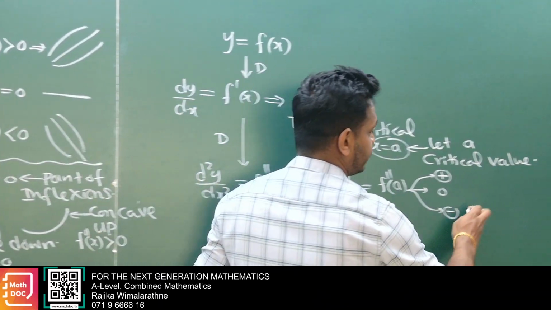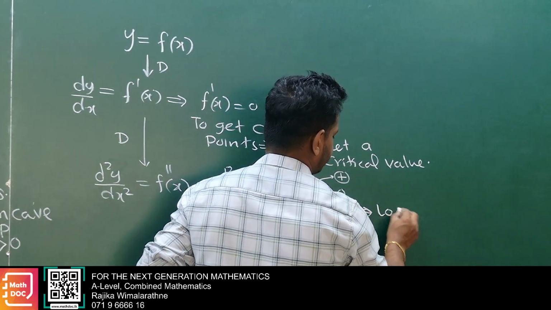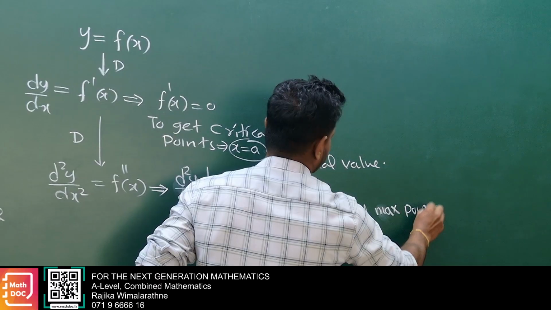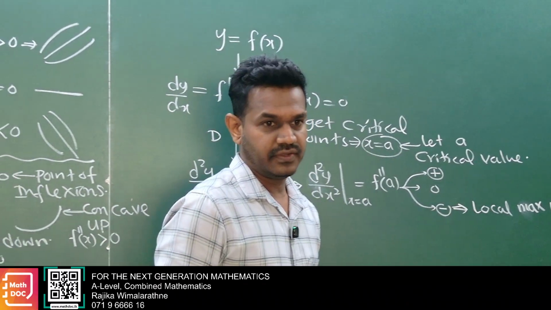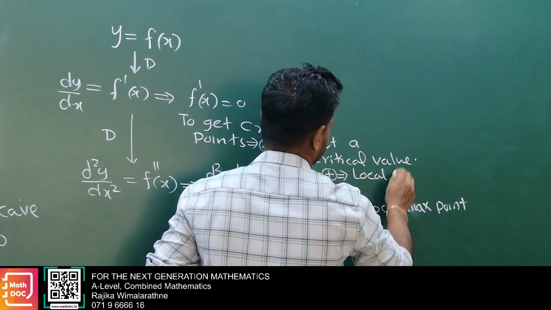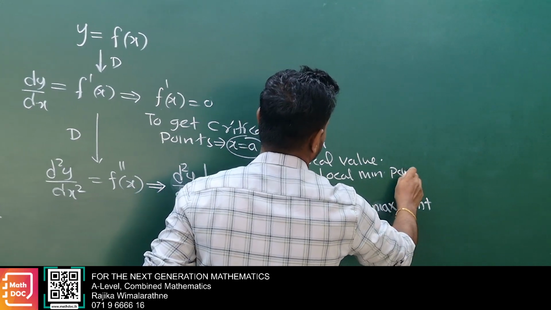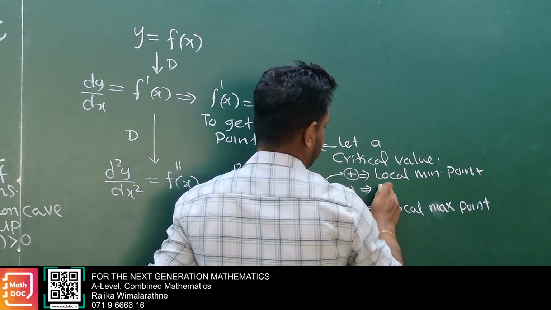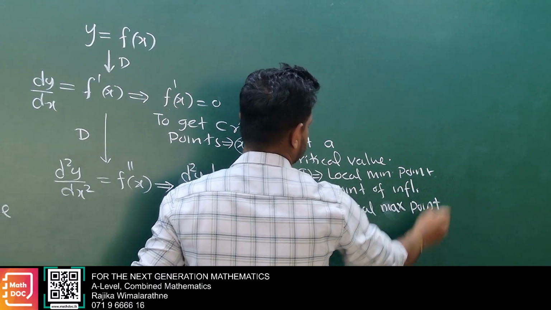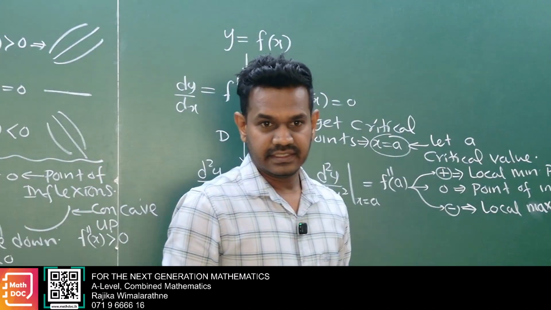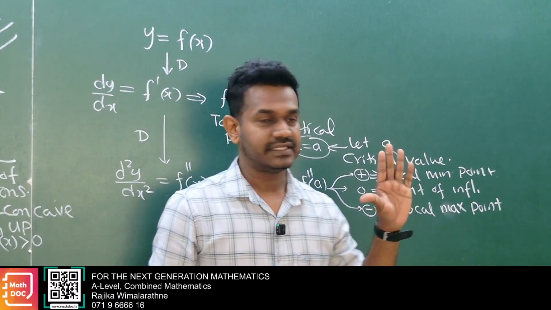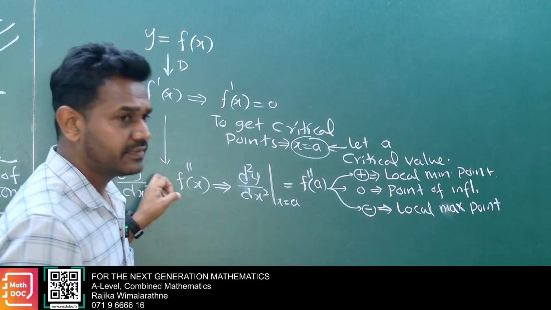If we get a negative value, we say local maximum point. For a negative value, maximum; for a positive value, you say local minimum point. For zero, point of inflection. That's how we identify critical points using the second derivative. Just put that one as well. That's not necessary, but you have to remember this one.